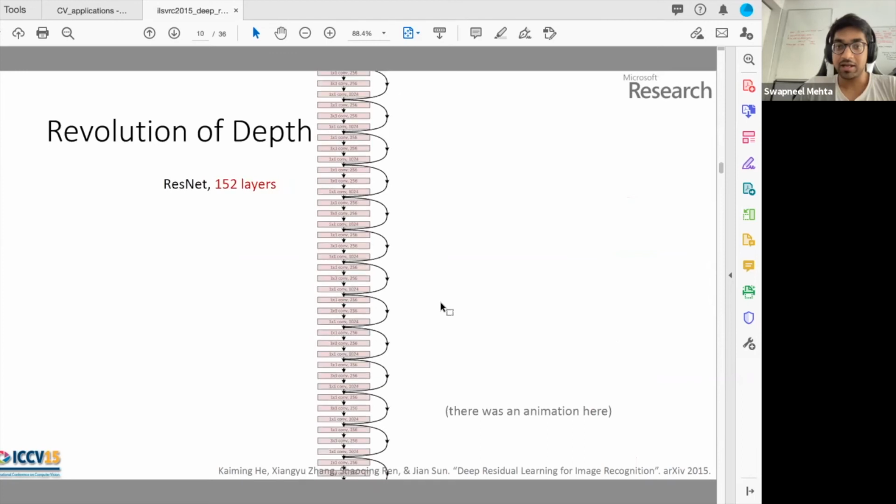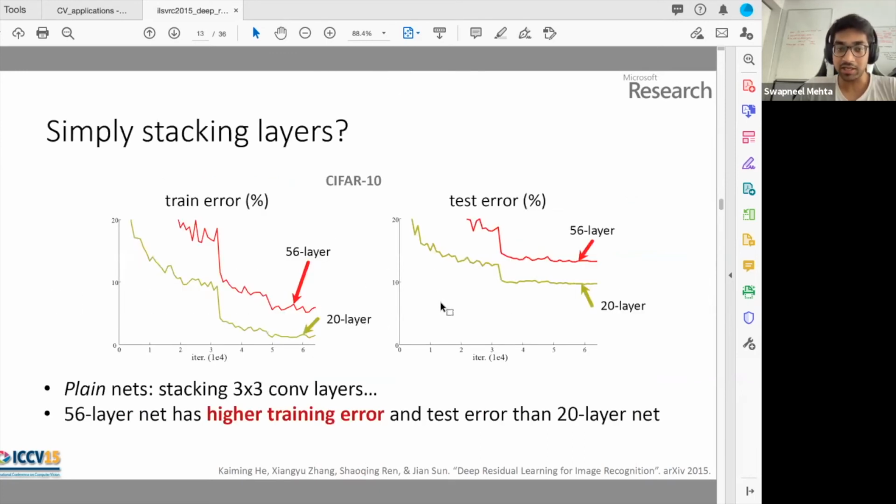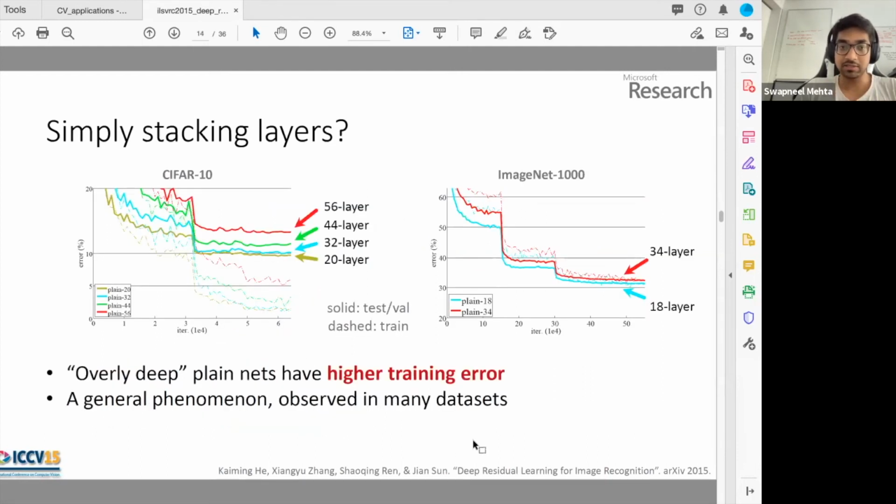As it turns out, that is not the case. They designed small problems where, for the same architecture, you just add more layers and solve the same problem. In green, you see a 20 layer network, and in red, a 56 layer network. In terms of both training error and test error, the 56 layer network, belonging to the same class of architectures, was worse than the 20 layer network. So it's not that simple. It turns out the 56 layer network has a higher training and test error. Simply stacking layers really doesn't solve the problem.